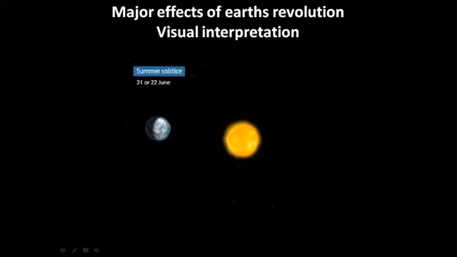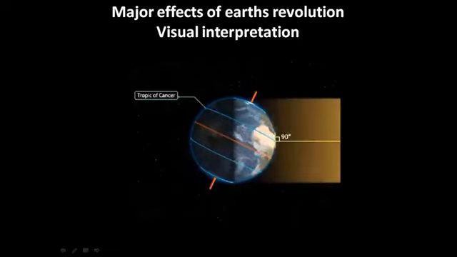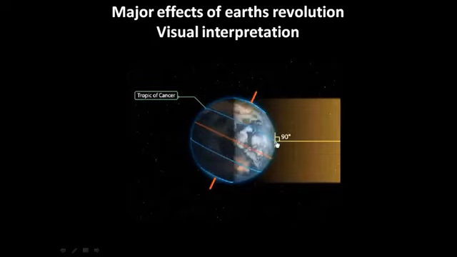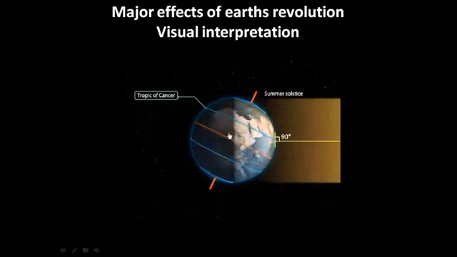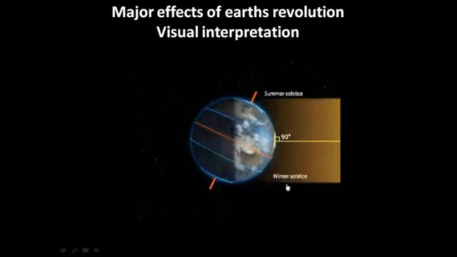Summer solstice, 21st or 22nd June. As you can see, the direct rays of the sun will fall on Tropic of Cancer at 90 degree angle, and you can see the part of illumination. And northern hemisphere will experience summer solstice and southern hemisphere will experience winter solstice.